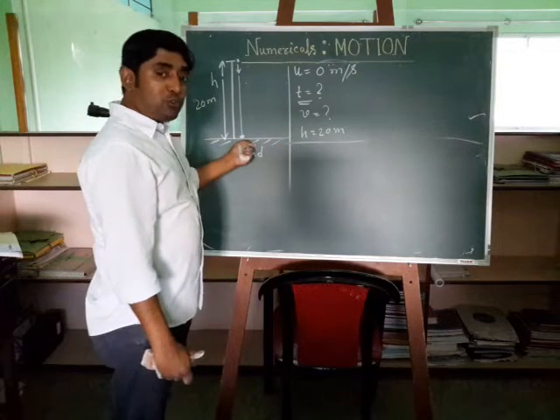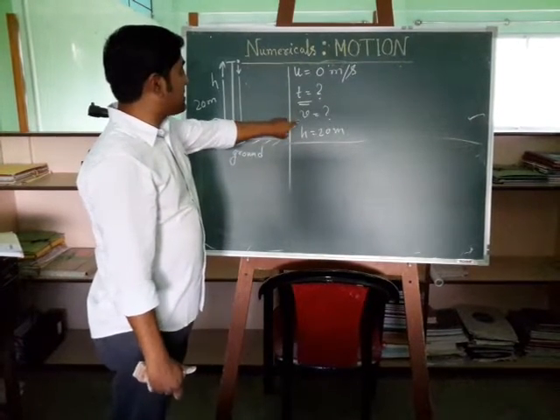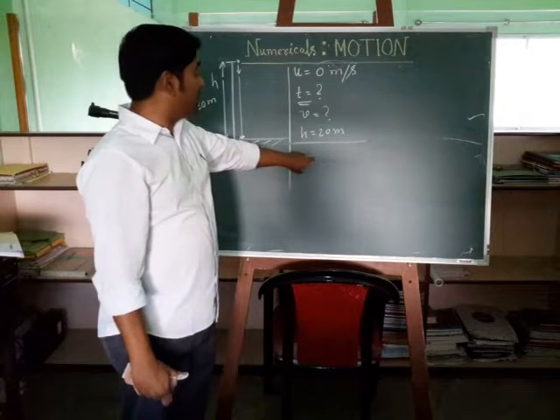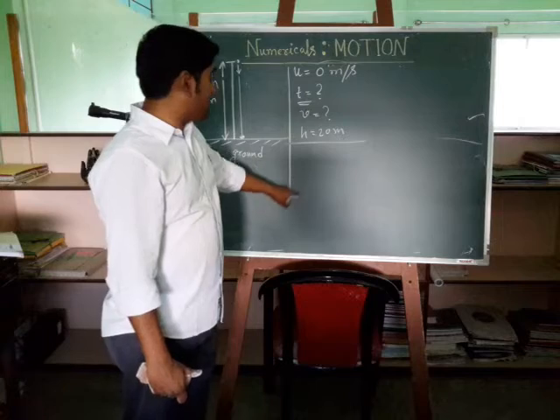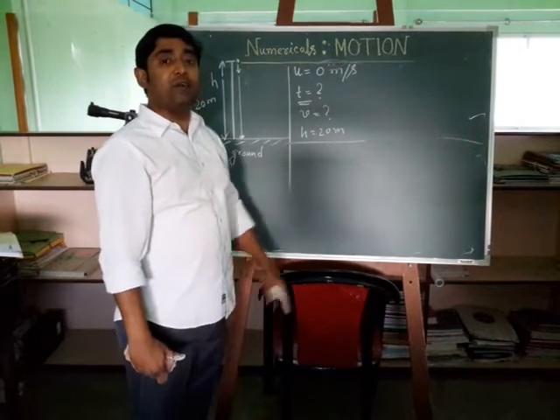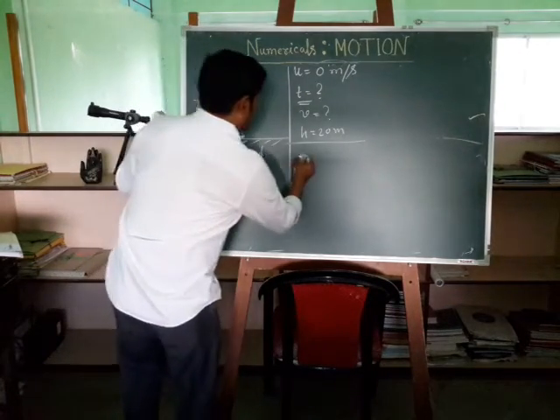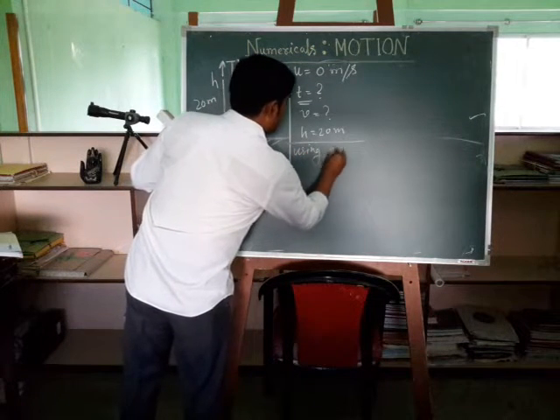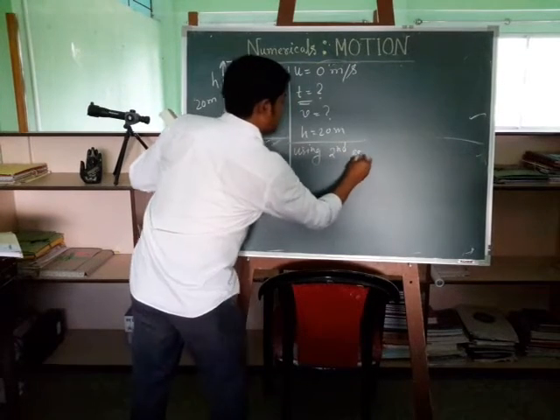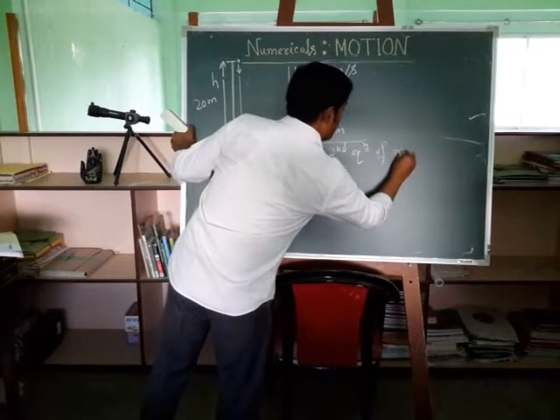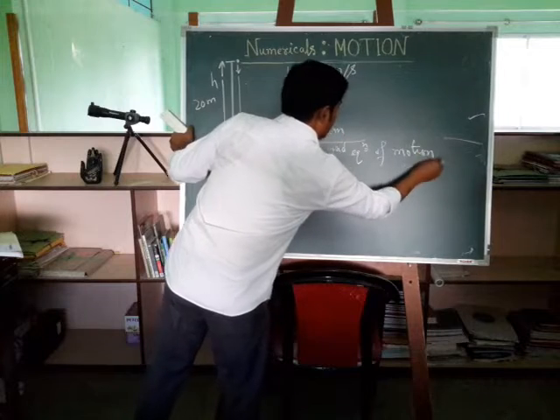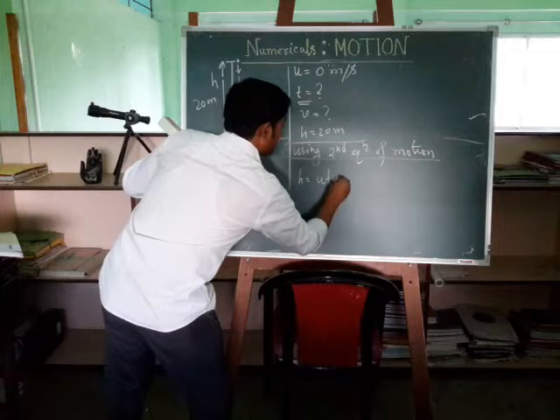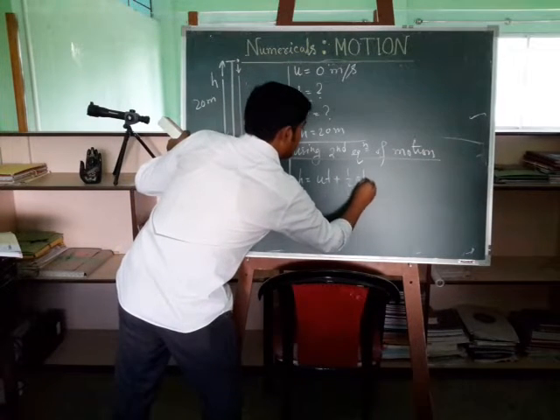So with the information given, the time is asked. V, the final velocity, we don't know, that is another question. So the first equation, v equals to u plus at, we cannot use. The second equation, h equals to ut plus half gt square, we can use. So using the second equation of motion, h equals to ut plus half gt square.